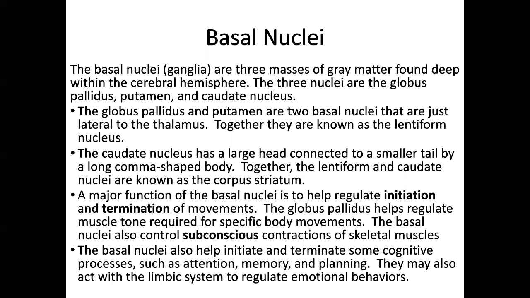Along with the fourth bullet, what do the basal nuclei do? A major function is to regulate initiation and termination of movement. So it's like starting and stopping. The pallidus also helps regulate muscle tone. Remember, muscle tone is that weak muscle contraction that's always taking place in our muscles, and that's required for specific body movements. The basal nuclei are also involved with subconsciously controlling contractions of skeletal muscle.